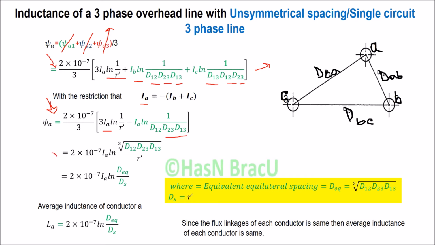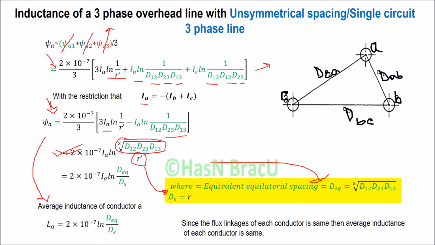So we get this equation after that, and we can replace the cube root of D12, D23, D13 as D equivalent, which is called the equivalent equilateral spacing, right? And R prime we can write as ds. So at the end the equation will be 2 into 10 to the power minus 7 IA ln of D equivalent divided by ds. So after getting the flux linkage, we can easily determine the average inductance of conductor A.